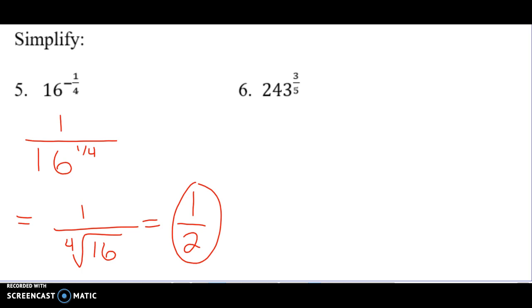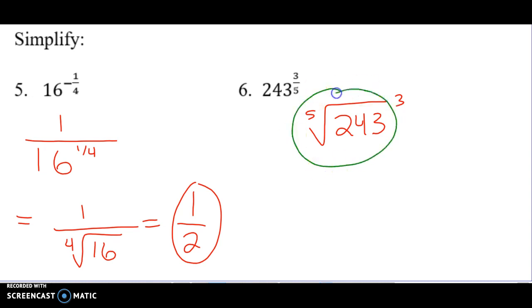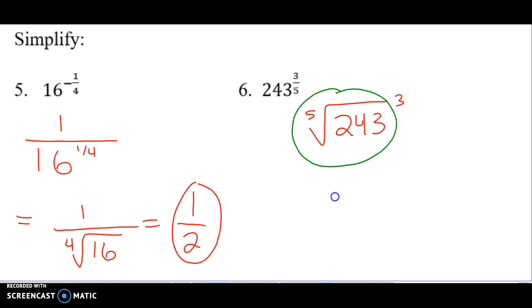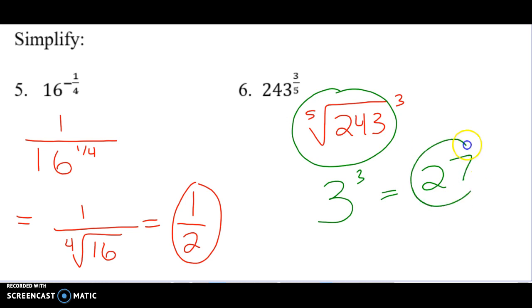Okay, number 6. I'm going to do this kind of fast, but it's the 5th root of 243 to the 3rd. And I'm going to do this first. I'm going to make it smaller first. What's the 5th root of 243? If you're not sure, get your calculator, type in a 5, math, x root. 5th root of 243 is 3. So it's easier to make it smaller first, and then cube it. 3 times 3 times 3 is 27.